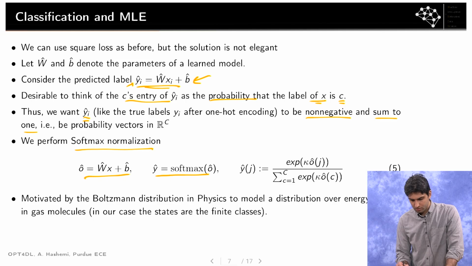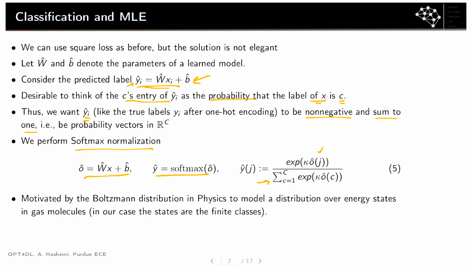What's the softmax operator? It's best to define it entry-wise. The j-th entry of this softmax is basically you take the exponential of the j-th entry of O, and then you normalize all of these exponentials by including this normalization term in the denominator. Optionally, you can have a parameter kappa here, which is called the temperature.